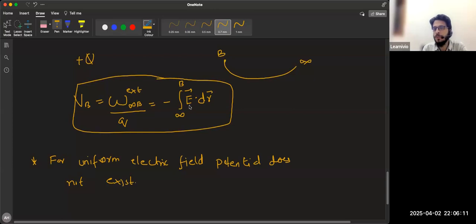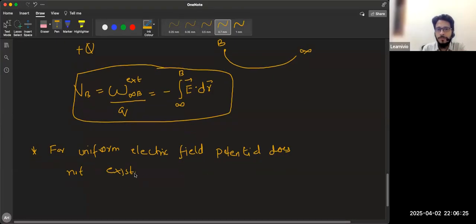The problem is, if this is uniform, you can take this E outside. When you integrate dr, you will get r, then you substitute the limit up to infinity. You will get infinity. Any physical quantity cannot have the value infinity. That's why if you have a uniform field, potential does not exist. That's a conceptual type question.